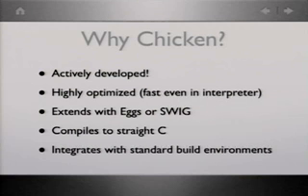Chicken can also be extended with libraries called eggs that can combine Scheme code and straight C code, and they'll compile into shared libraries that you can use from a Scheme interpreter, and you can also link against them when compiling. And it can integrate with code written in any other language through Swig. Additionally, it integrates with standard build environments. If anyone actually pulled down a copy of the func source, you can check out my make files for examples of how it integrates with autoconf and gmake.